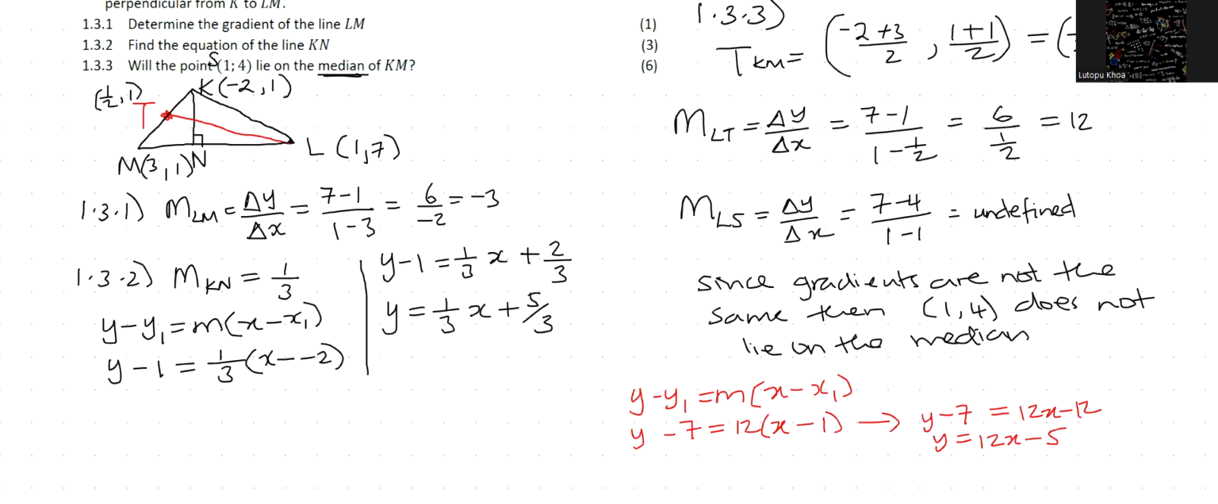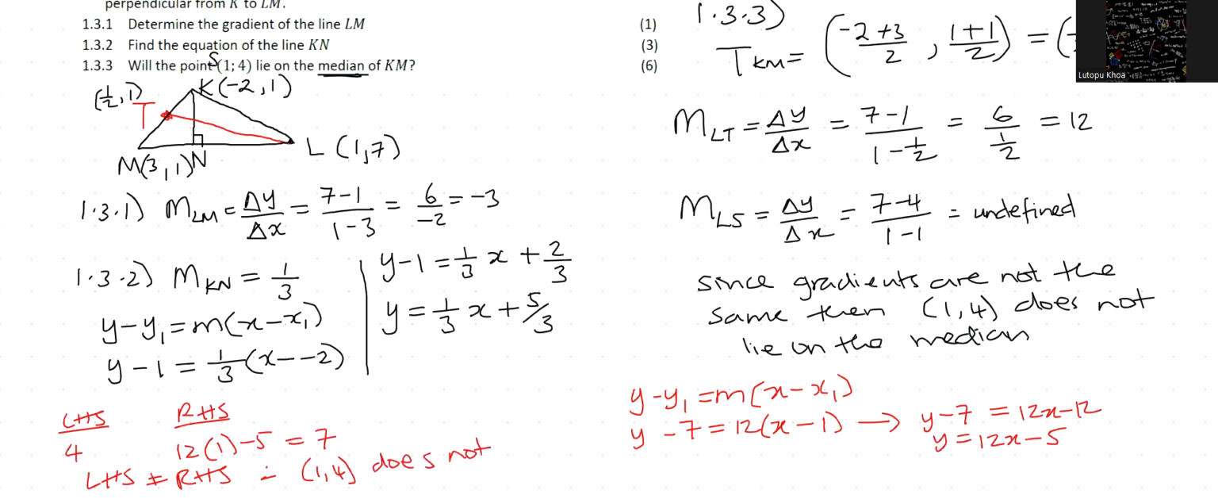Okay, so to substitute, on the left-hand side, you have y is equal to 4. And then on the right-hand side, you have 12 times our x coordinate, which is 1, minus 5. So this is equal to 12 minus 5, which is 7. So we can see that the left-hand side is not equal to the right-hand side. Therefore, (1, 4) does not lie on the median.